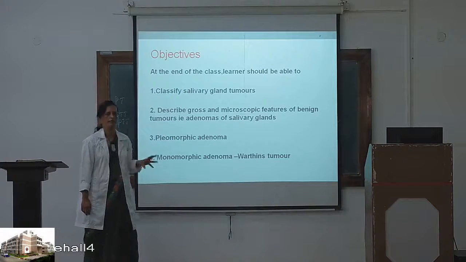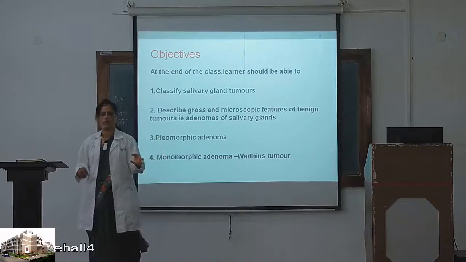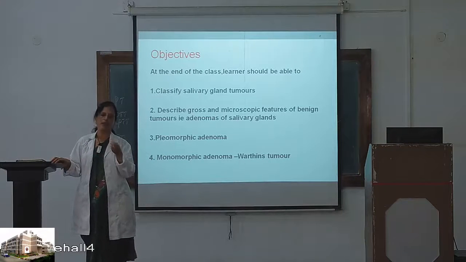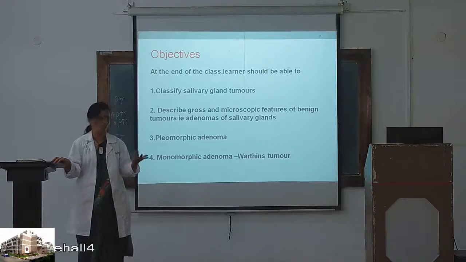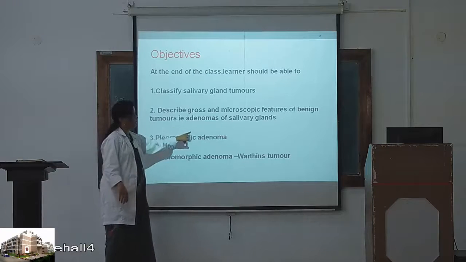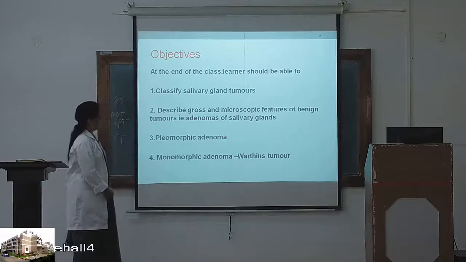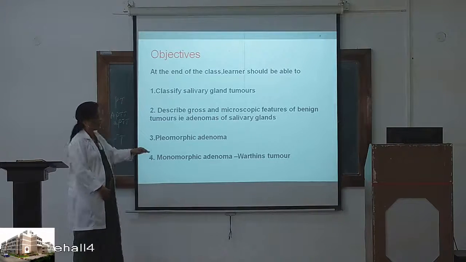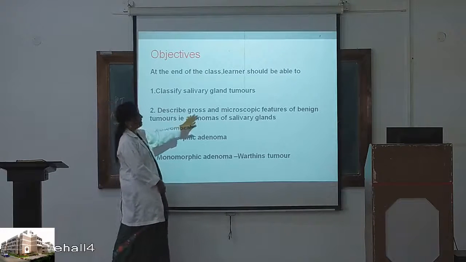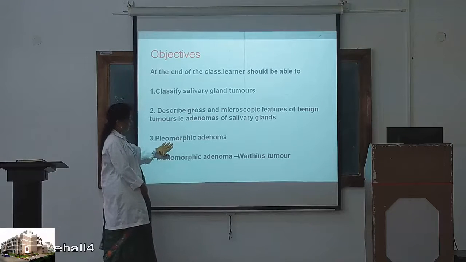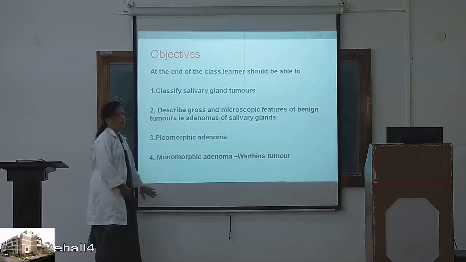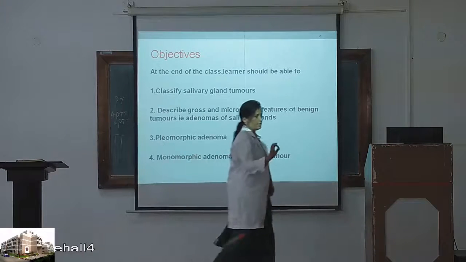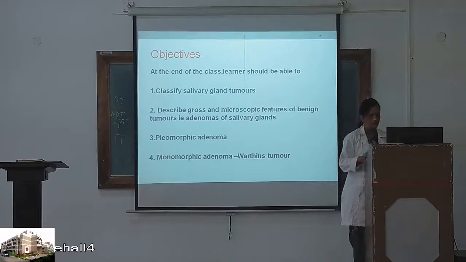So what is benign tumor of glandular tissue known as? What do we call a benign tumor that arises from glandular tissue? Adenoma. Okay, tumors, that is adenomas of salivary glands. In particular, there are so many types of adenomas. So you are going to learn about gross and microscopic appearance of pleomorphic adenoma and monomorphic adenoma, that too Warthin tumor. Very interesting because you see these patients.